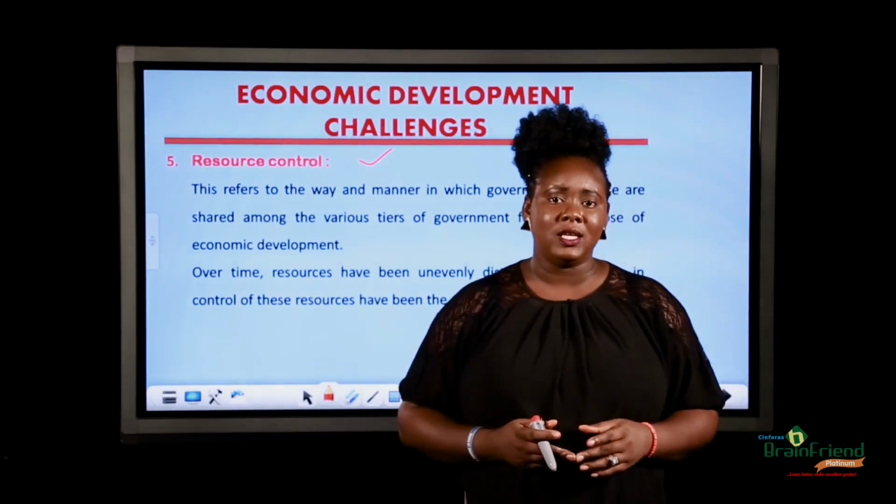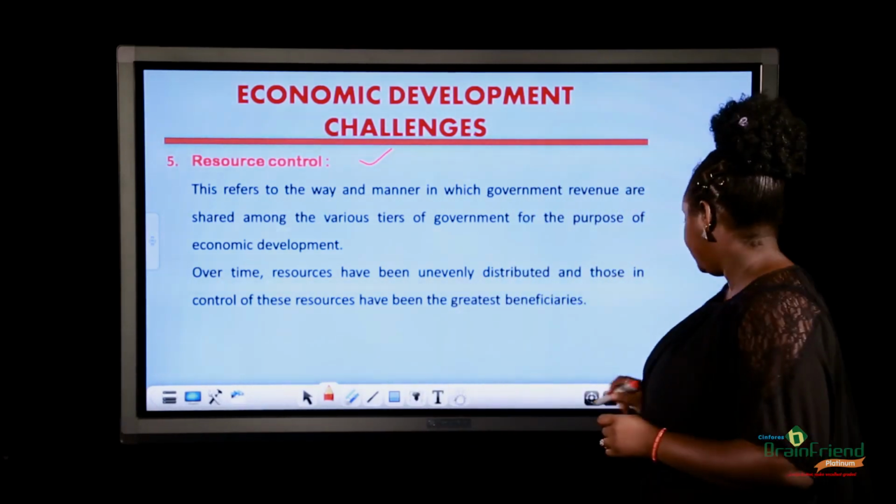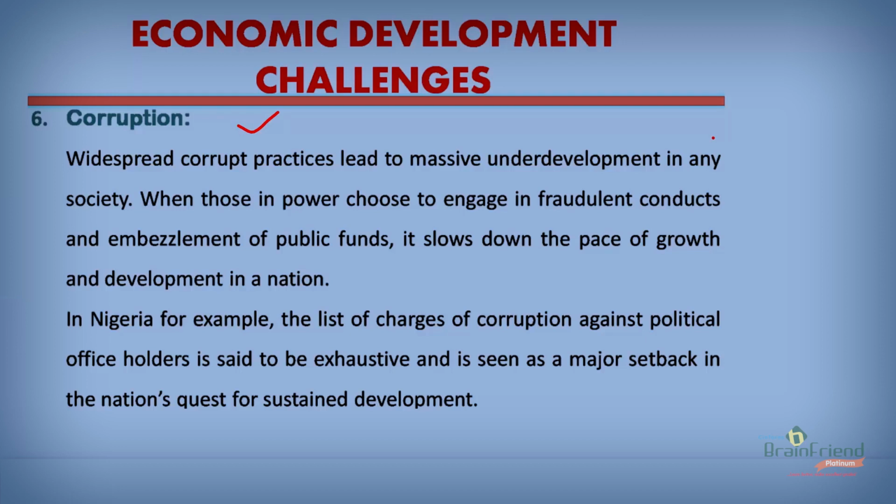Now let's look at the next challenge, which is corruption. Corruption is said to be when people take advantage of the positions they occupy in order to engage in fraudulent activities or embezzlement of funds. In Nigeria, for example, there have been a lot of charges on political office holders who have been involved in fraudulent activities or embezzlement of funds. This has also been a major setback in the nation's quest for sustained development.